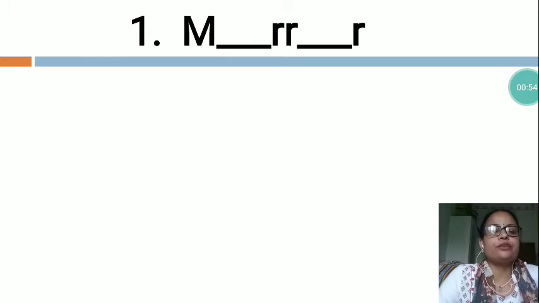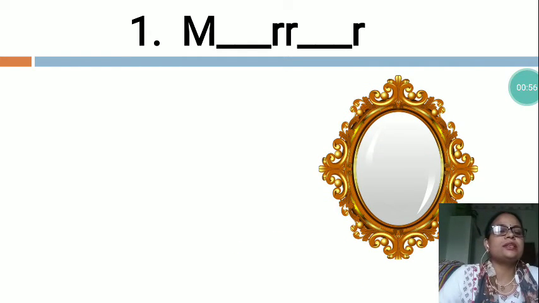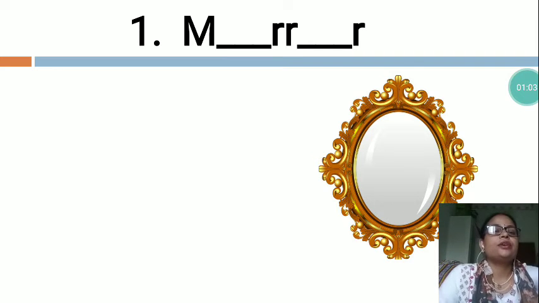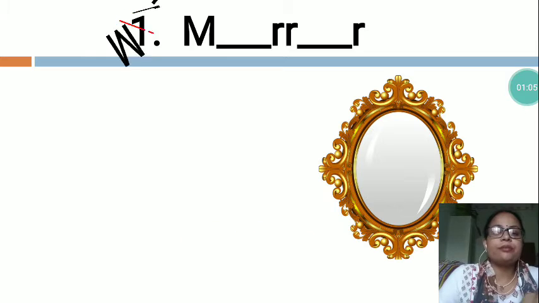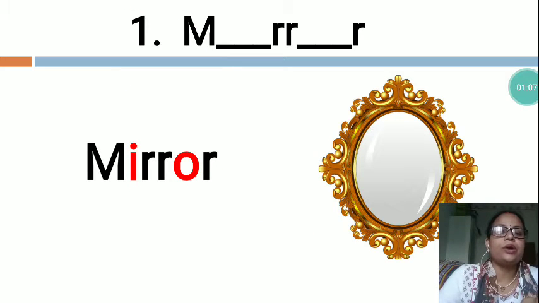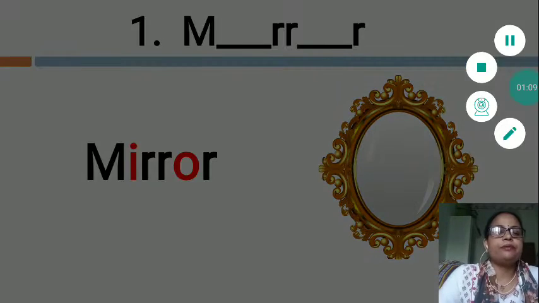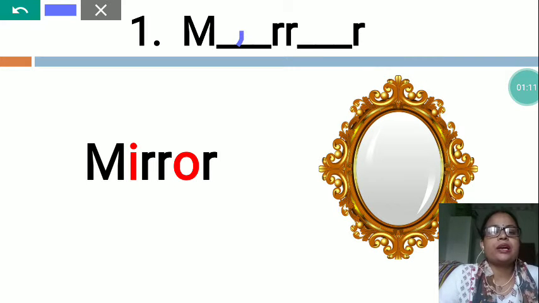Now I would like to give you the clue. You can see this is a picture. Now what is this? This is mirror. So, what is the spelling of mirror? MIRROR, mirror. So, we will fill here after M, I, and then double R, O, R, mirror.